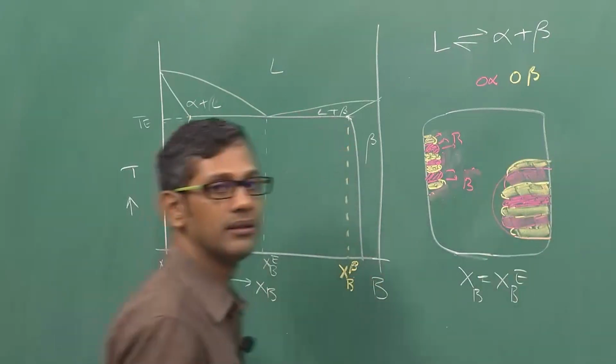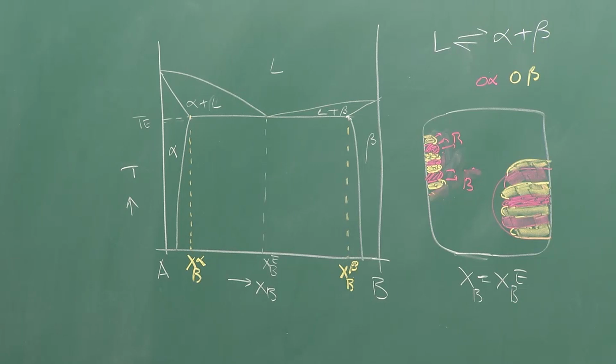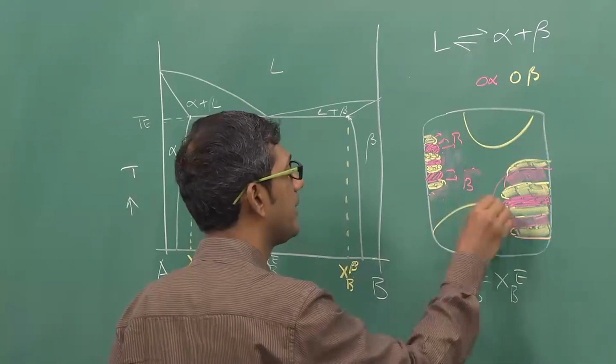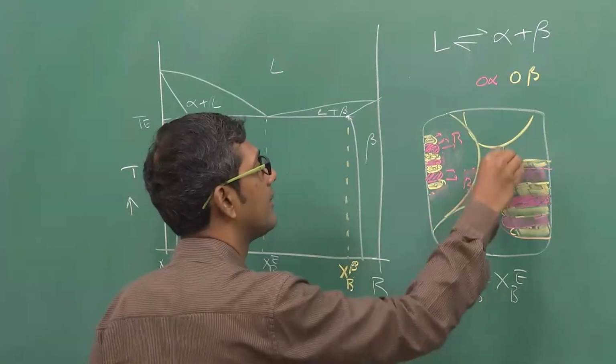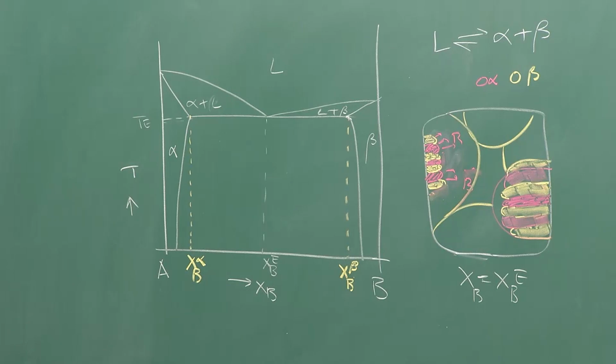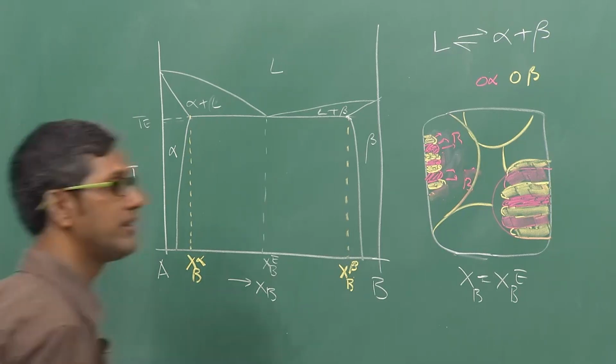Like that, and that happens everywhere in the liquid. So, it can also happen here, it can also happen there, it can also happen here, it can also happen there. So, finally the whole sample will become full of eutectic. That is what is actually seen in these microstructures.